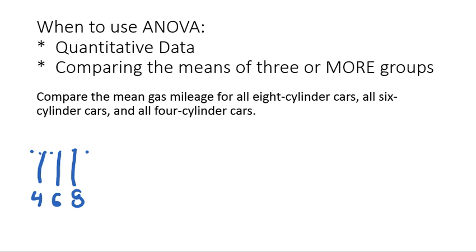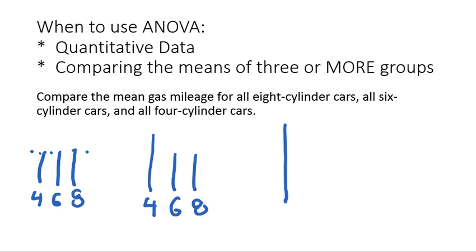Or it could be that the 4-cylinder gets a whole lot better gas mileage, but the 6 and 8-cylinder have about the same gas mileage. That's another possibility. So 4 on average has more than 6 and more than 8. It could also be that the 4-cylinder gets really great gas mileage, 6-cylinder cars get pretty good gas mileage, but 8-cylinder cars are gas guzzlers, so they get pretty poor gas mileage. So we could get a situation like this.